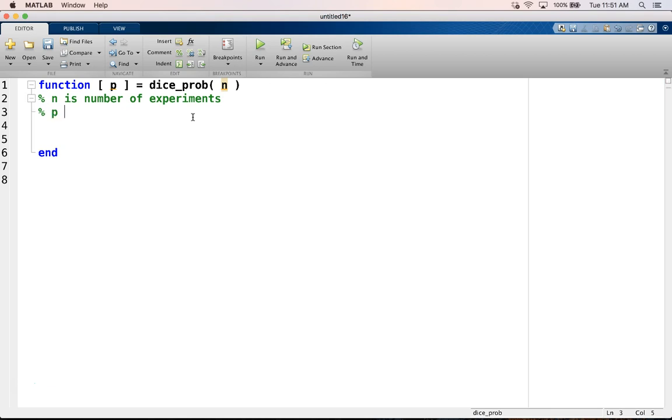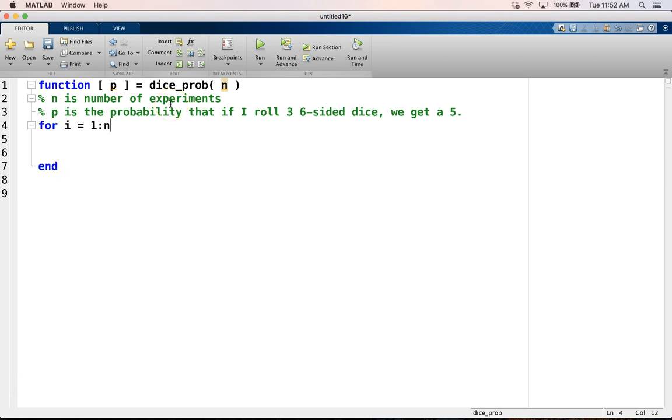And what's p? P is going to be the probability that if I roll 3 6-sided dice, we get a 5. So a single experiment is going to be roll 3 6-sided dice and look at it, and it'll be success if I see a 5, failure if I don't see a 5. So that's a good sign that we're going to use a for loop. So for i equals 1 to n.